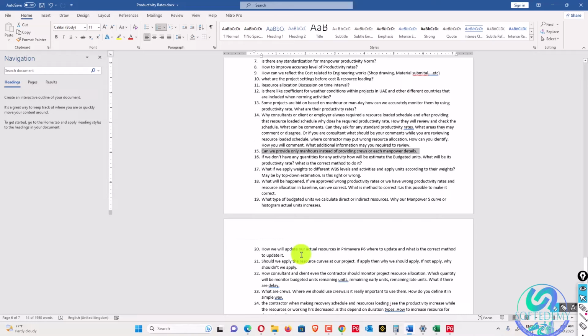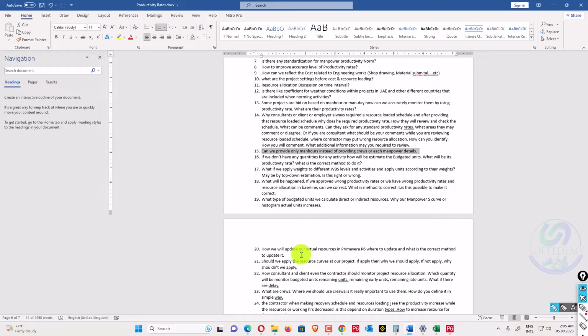What type of budget units do we calculate, direct or indirect resources? Y over manpower S curve or histogram actual increases. Maybe in your general monitoring of direct resources, like in some contracts people do like that, engineers do like that, and they add everything in the direct resources and indirect. If there is a kitchen team working on site, if there is a security person working on site, they include that directly.